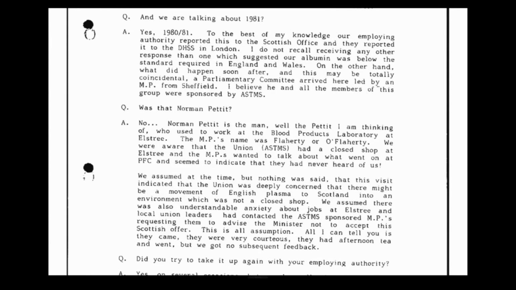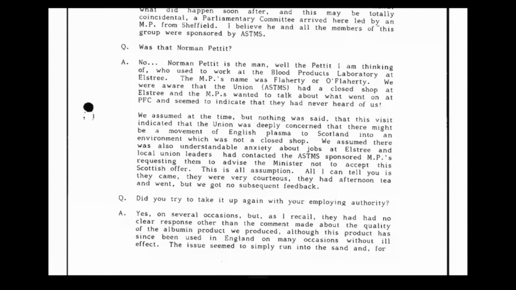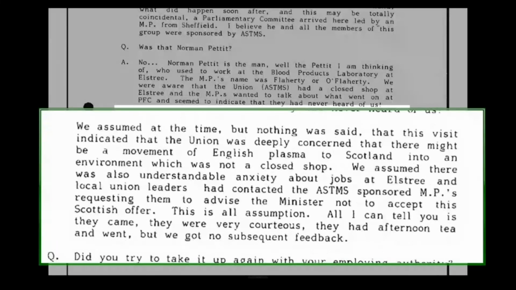Further down, we pick it up with the paragraph saying, we assumed at the time, but nothing was said, that this visit indicated that the union was deeply concerned that there might be a movement of English plasma to Scotland into an environment which was not a closed shop. We assumed there was also understandable anxiety about jobs at Elstree, and local union leaders had contacted the ASTMS-sponsored MPs, requesting them to advise the Minister not to accept the Scottish offer. This is all assumption. All I can tell you is they came, they were very courteous, they had afternoon tea and went, but we got no subsequent feedback.